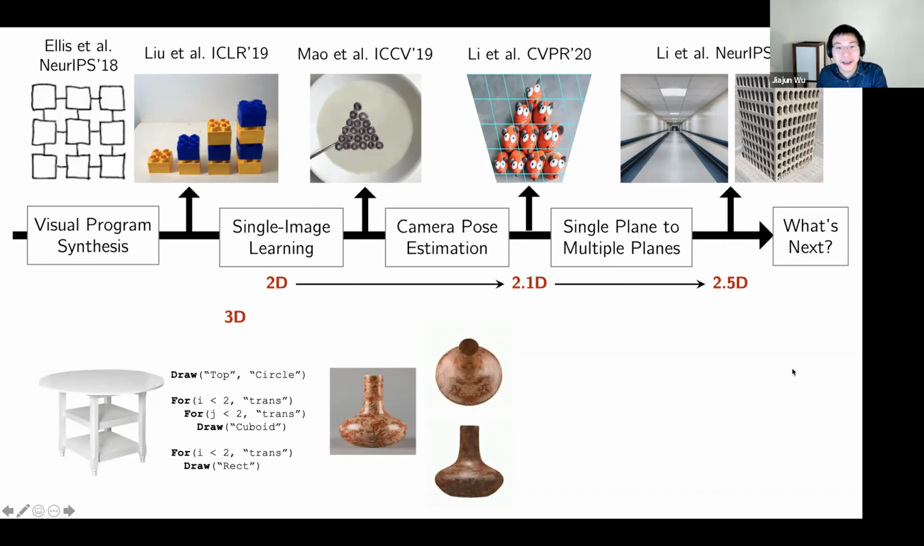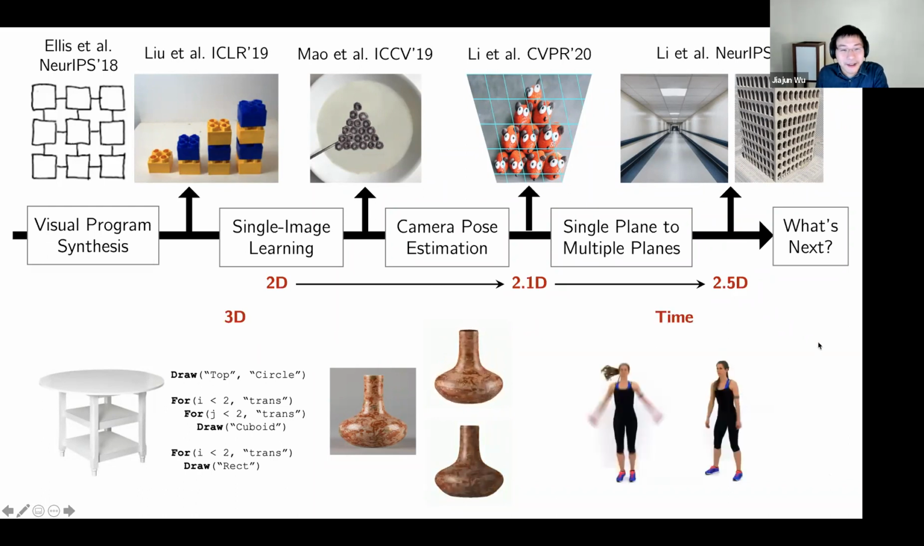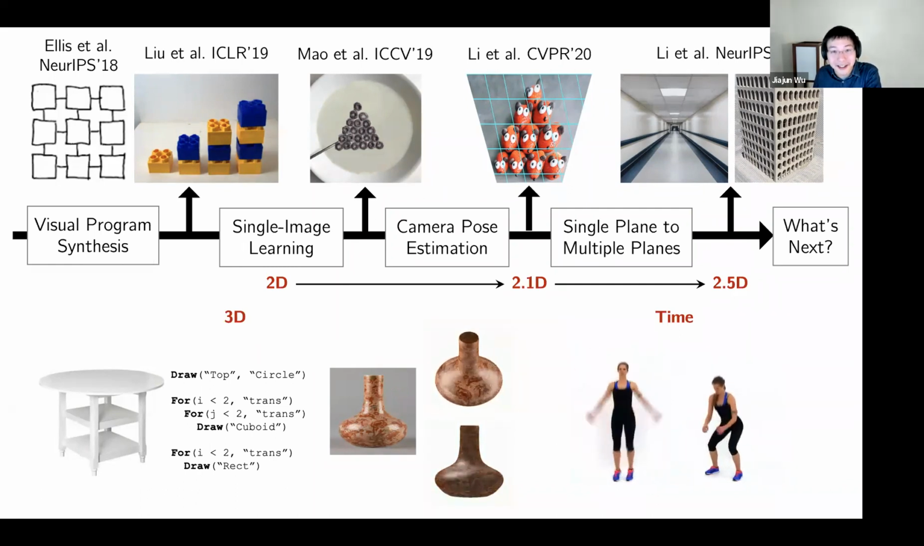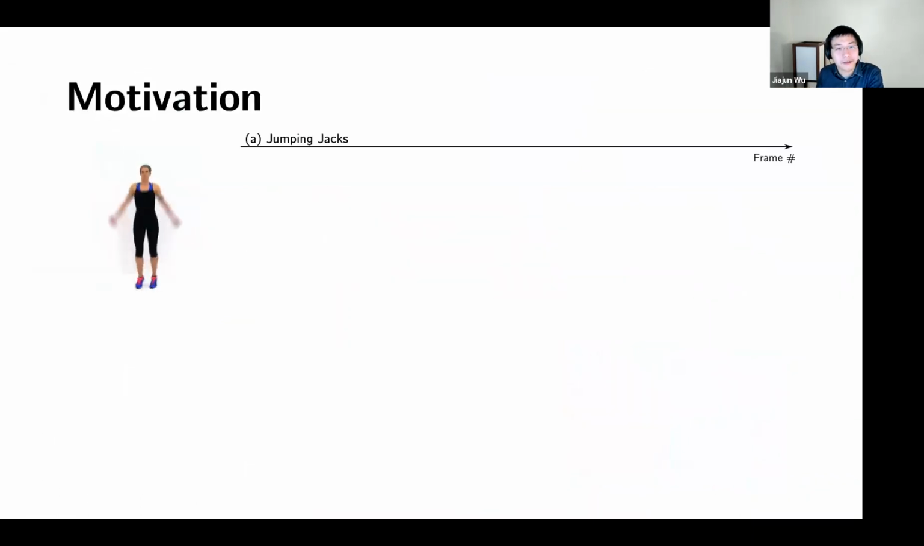What is the other dimension that we never talked about? That is time, right? If you look at this human doing exercise, jumping jacks or squats, you find there's strong regularity and structure that exists in the human's motion over time. So this is the motivation of the final piece of work that I'm going to present. That is how we can use program structure to explain human motion over time.